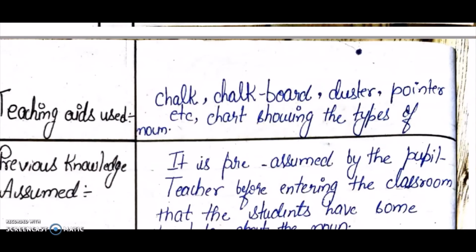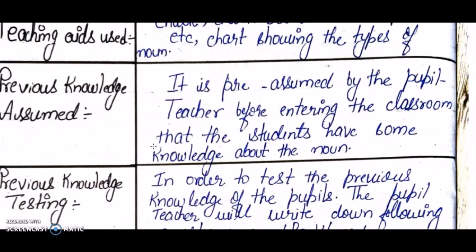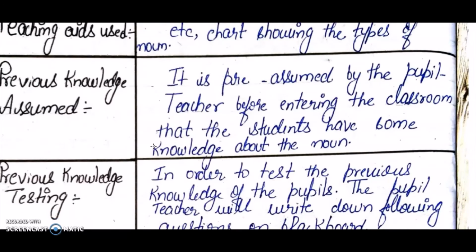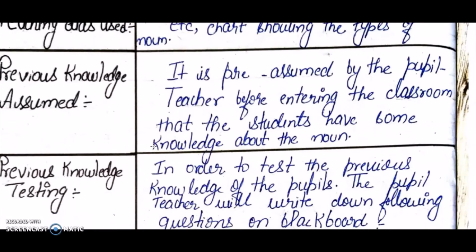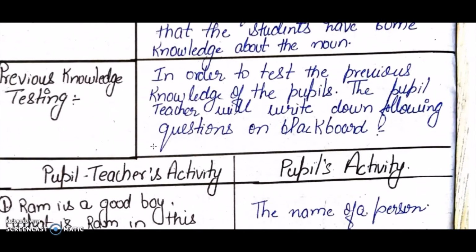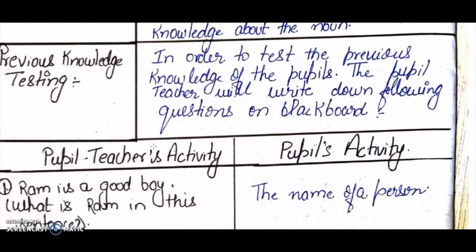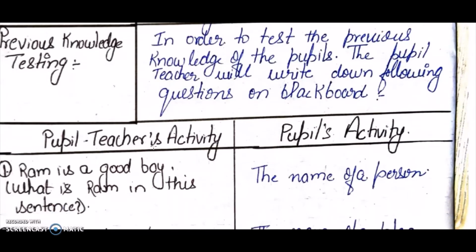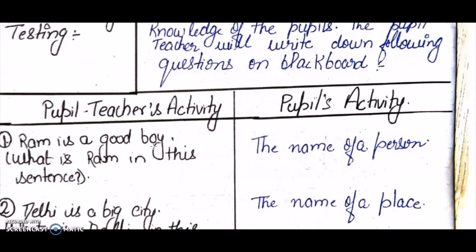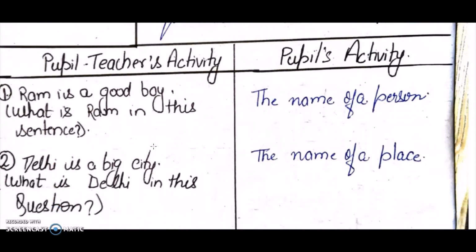Then previous knowledge assumed. Before entering into the classroom, the teacher assumes that students have some knowledge about noun that they have studied in their previous classes. Then previous knowledge testing. The teacher will ask some questions about noun and the students will answer those questions. When the students are unable to answer the questions, the teacher will announce the topic that they are going to study, noun. And then comes our teaching points.